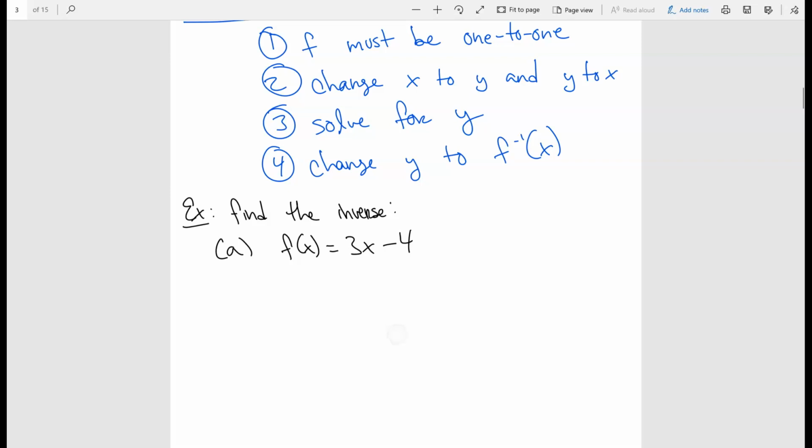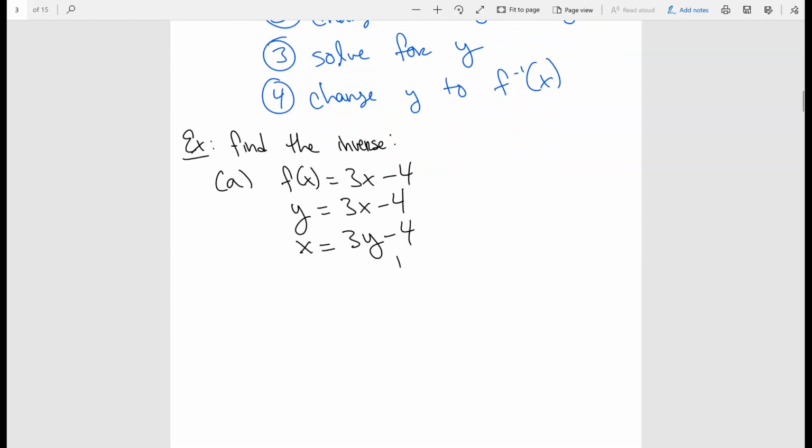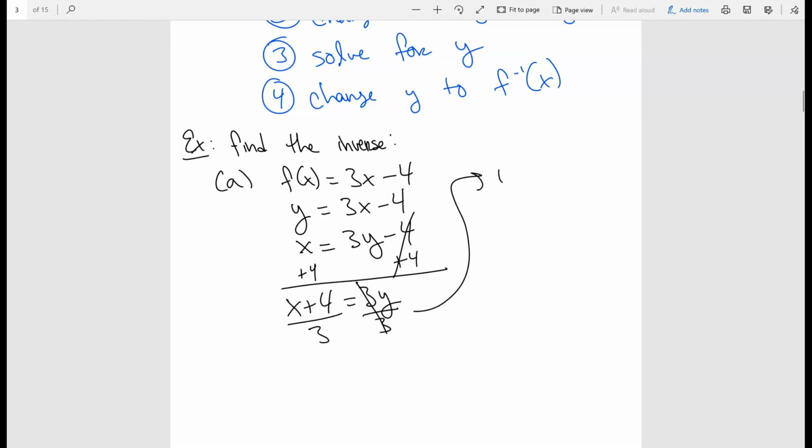Now let's change the f of x to y. Now what I'm going to do is change the x to a y and the y to an x, like so. And now I'm going to solve for y. So I'm going to add the 4 over. So I have x plus 4 equals 3y. I'm going to divide the 3 over. So what I'm left with is y is equal to x plus 4 over 3.